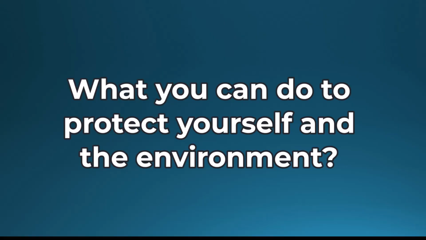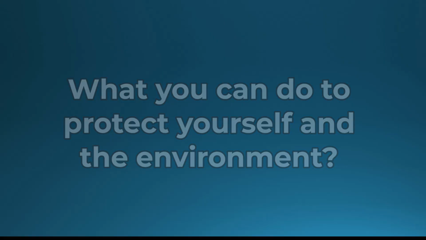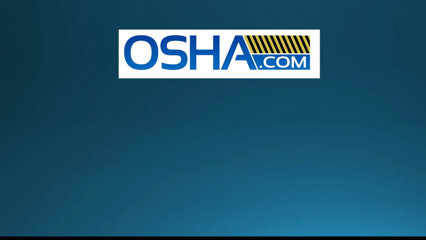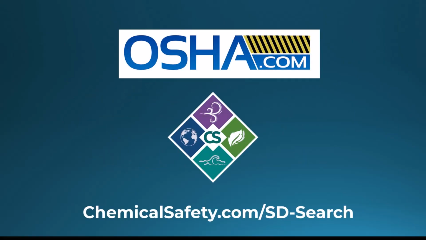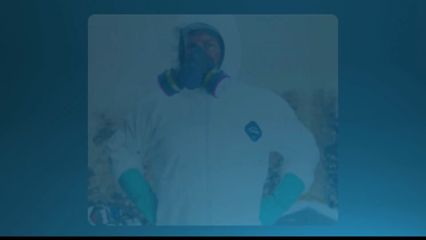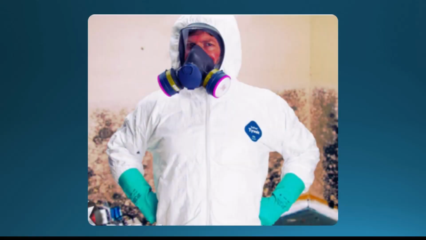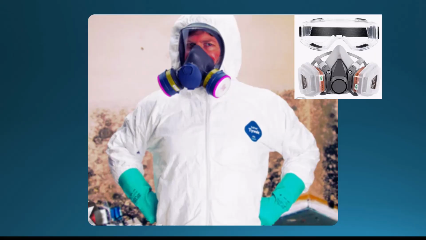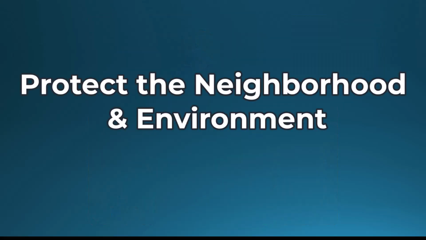What you can do to protect yourself and the environment. To protect yourself from worksite contaminants, the first thing you should do is familiarize yourself with OSHA guidelines and the material safety data sheet on all materials you're working with. It's always good practice to wear protective clothing so you don't get contaminants on your clothes and take them home with you, and to wear eye protective gear and a mask or respirator. As for protecting the neighborhood and environment, there are many relatively inexpensive and easy-to-use containment devices available on the market.